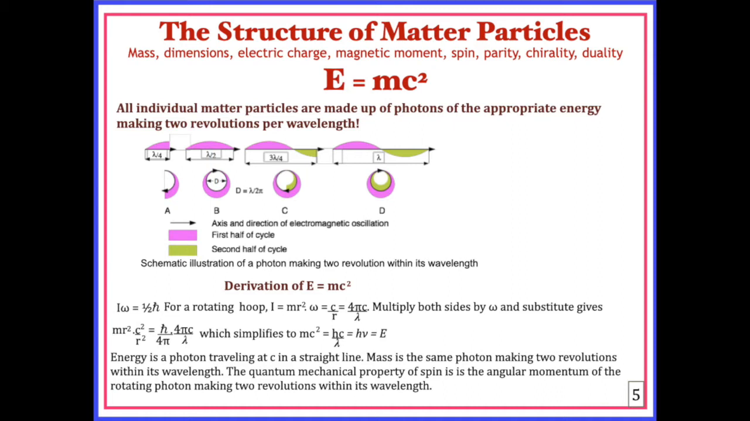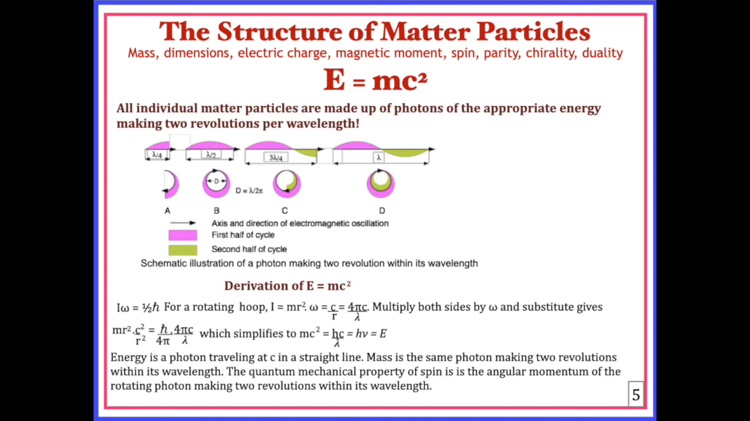Diagram A shows a quarter wavelength being equivalent to half a circumference. In half a wavelength at B, it has made 1 complete revolution. In 3/4 of a wavelength, it's made 1.5 revolutions. And finally, in a full wavelength at D, it's made 2 revolutions. Its diameter is its wavelength, lambda, divided by 2 pi. And the colors indicate phases, not inside or outside properties.